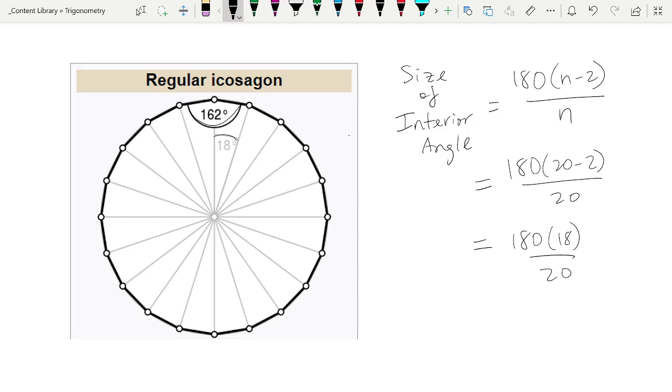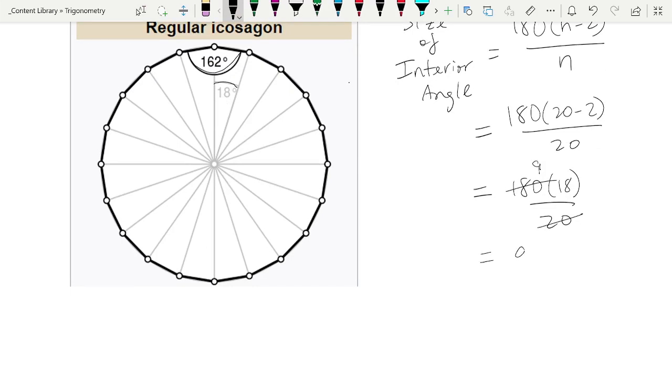I think I might use my calculator for that. But I actually already know what it's going to be. Actually, maybe I don't need a calculator for that. 20 goes into 180 9 times. Am I right about that? 9 times? Yep. And then 9 times 18 is not that hard either. 9 times 18, what's 9 tens? 90. What's 9 eights? 72. What's 90 plus 72? Ta-da!